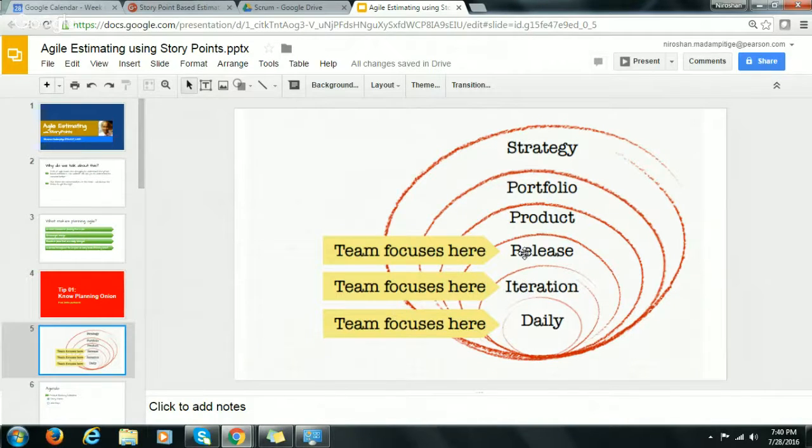Release planning focuses on the team. Iteration and daily planning are also focused on the team. This essentially means when it comes to the team, these 3 levels of planning will be done. What are those outside the team? That's basically strategy, portfolio, and product.